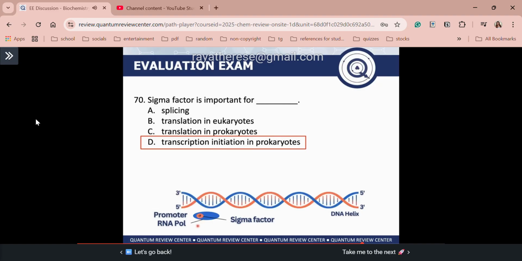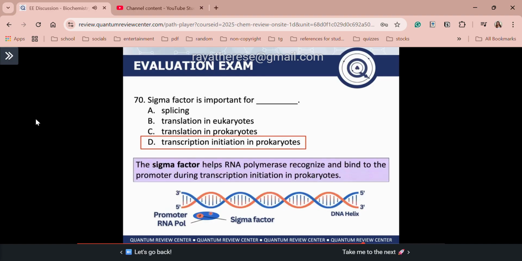Primarily, RNA pol, with the help of your sigma factor, will bind to our promoter sequence in order to initiate the assembly process for the start of transcription. So as a summary, the sigma factor helps RNA polymerase recognize and bind to the promoter during transcription initiation in prokaryotes. So clearly class, the answer for 70 is letter D, transcription initiation in prokaryotes. Let's go to our next item.